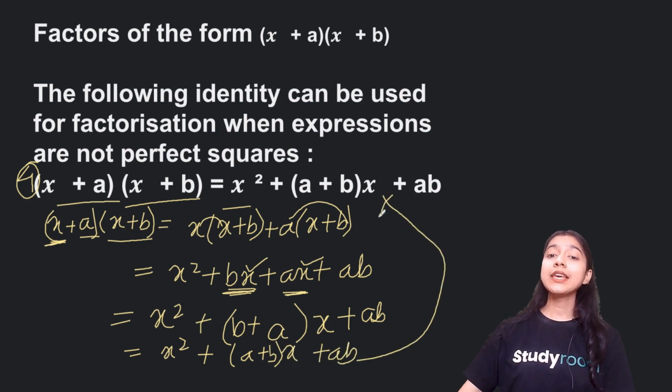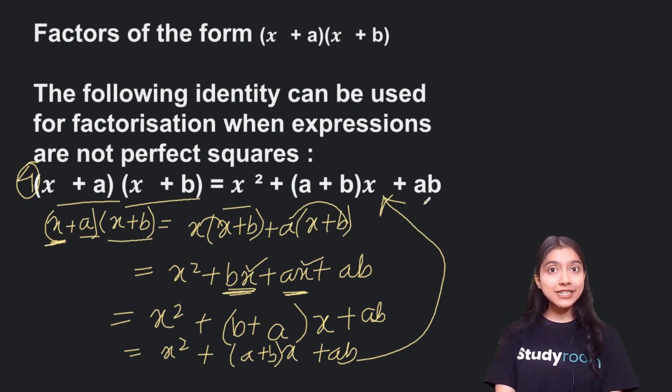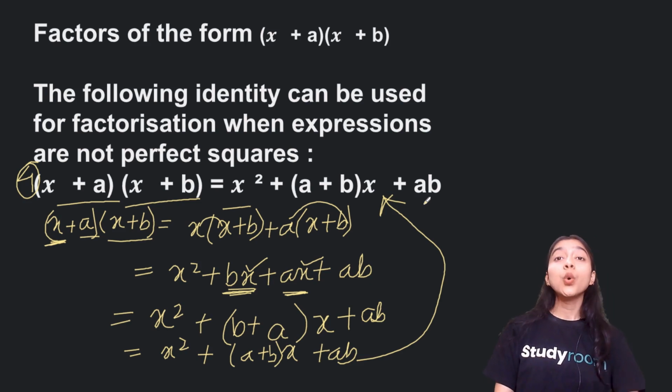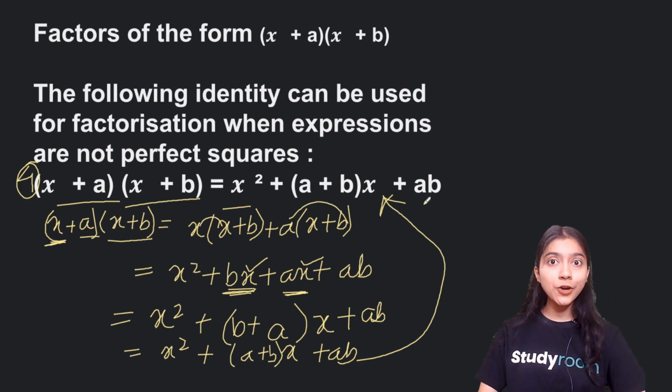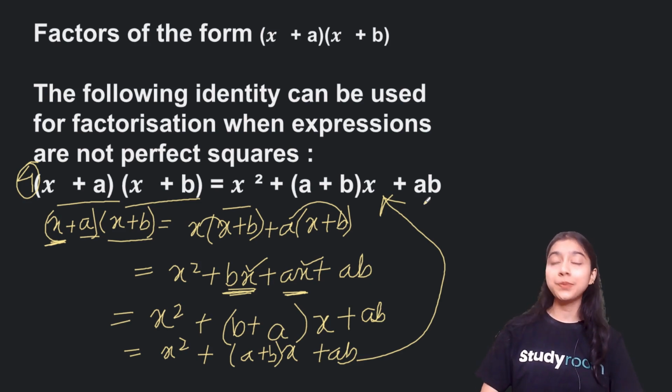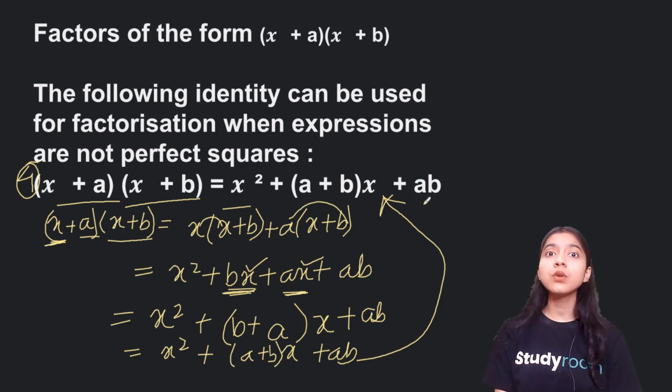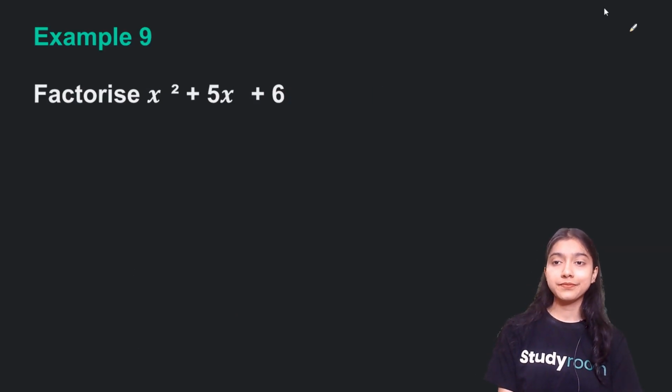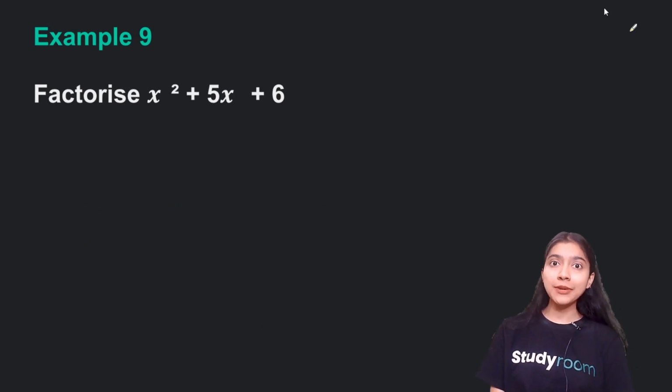So we have just proved the third identity that I taught you. x plus a multiplied with x plus b will give us x square plus of a plus b whole multiplied with x plus of a into b. This identity will be used when the terms of the expression given to us cannot be broken down as perfect square. Now let's learn the application of the identity number 4 that I taught you.